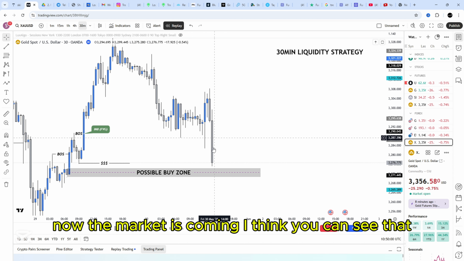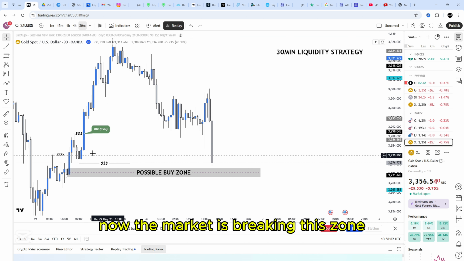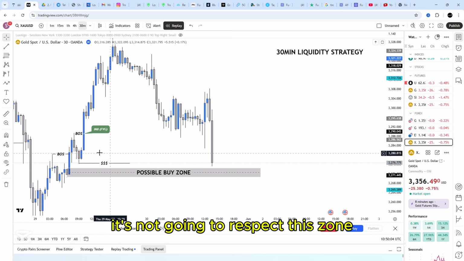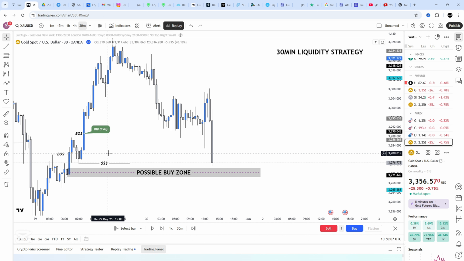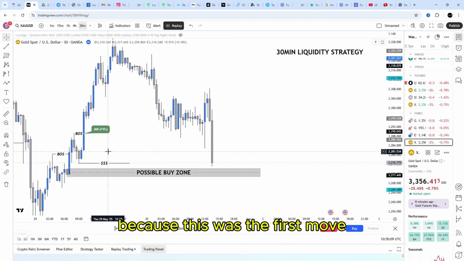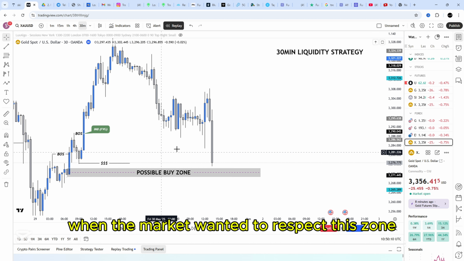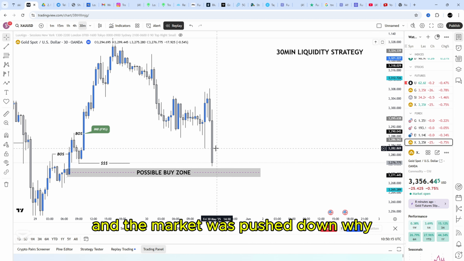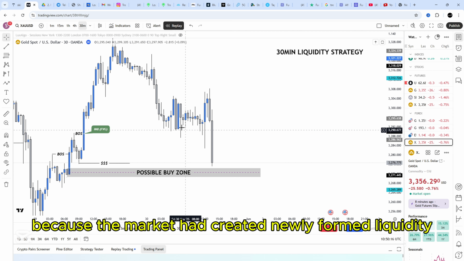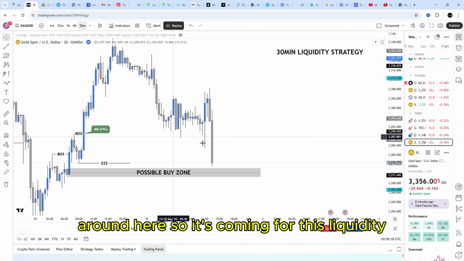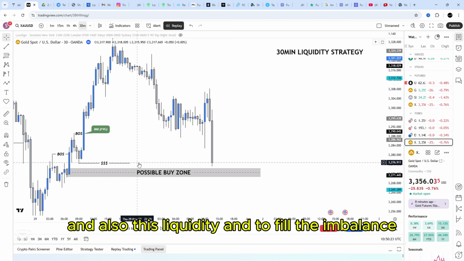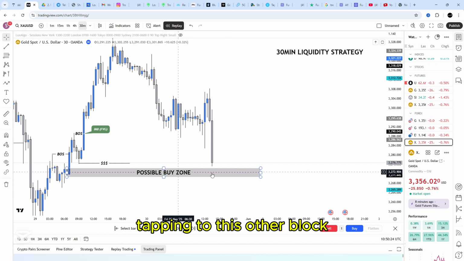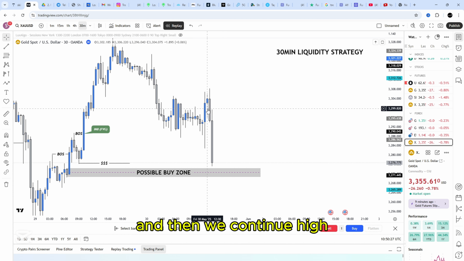Now the market is coming. I think you can see that now the market is breaking this zone. It's not going to respect this zone. I think you can see this, because this was the first move when the market wanted to respect this zone by moving here up, and the market was pushed down. Why? Because the market had created newly formed liquidity around here. So it's coming for this liquidity and also this liquidity, and to fill the imbalance, tap into this order block, and then we continue high.